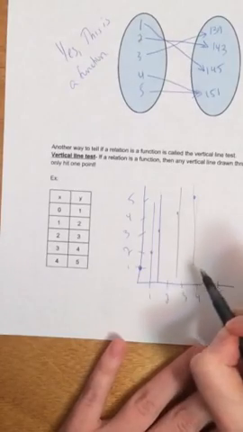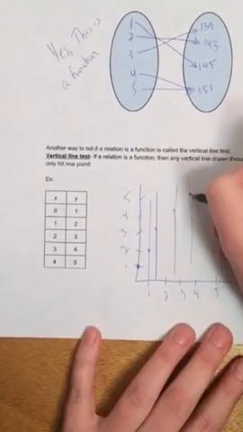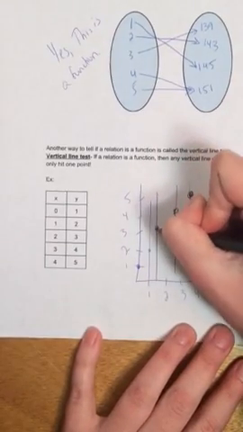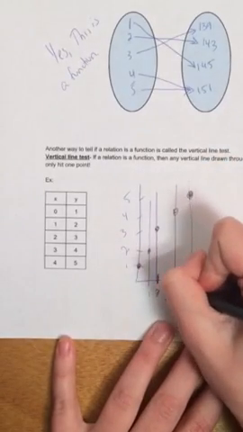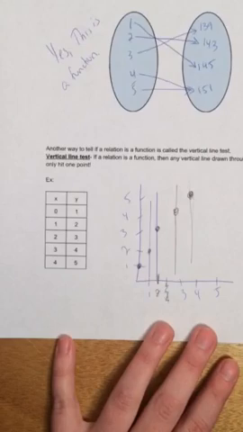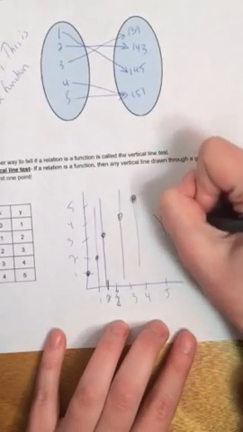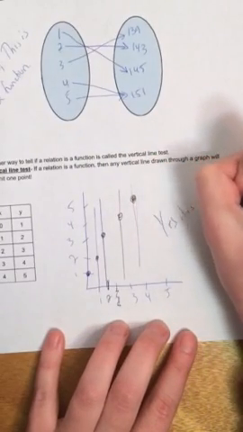So this passes the vertical line test. There's only one point on each of these lines. My graphing ability was very poor there. This should actually be at the point 2 here. So yes, it is a function.